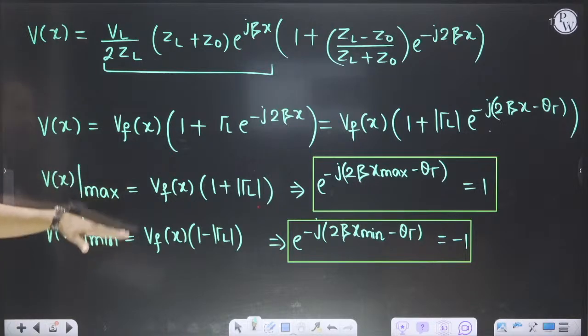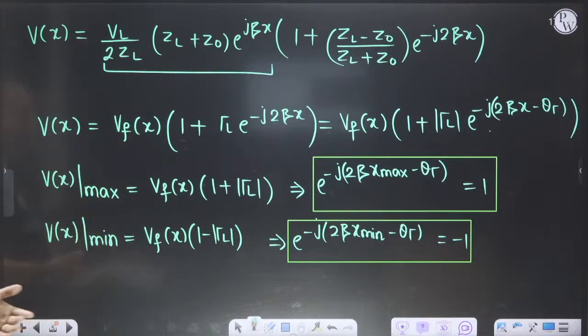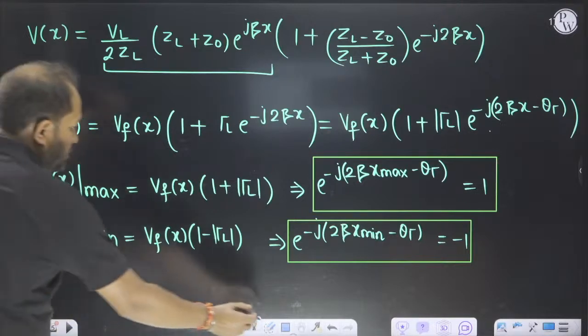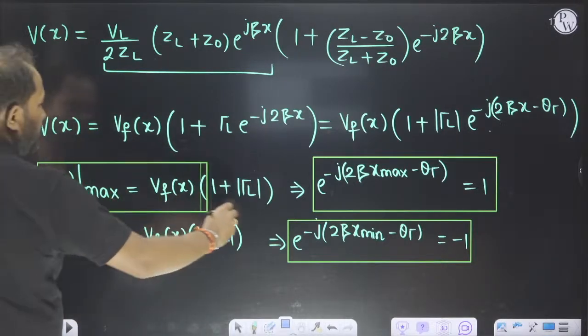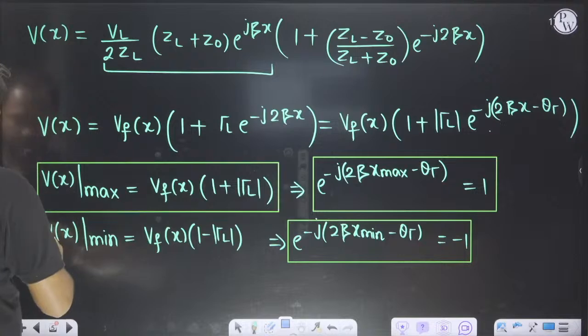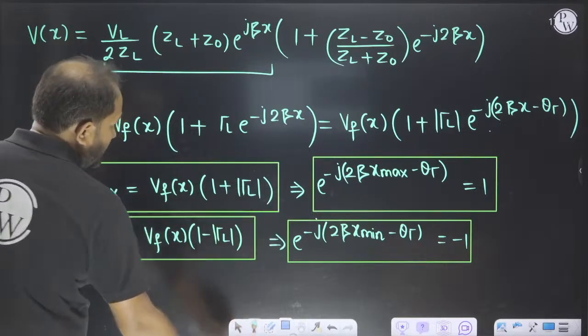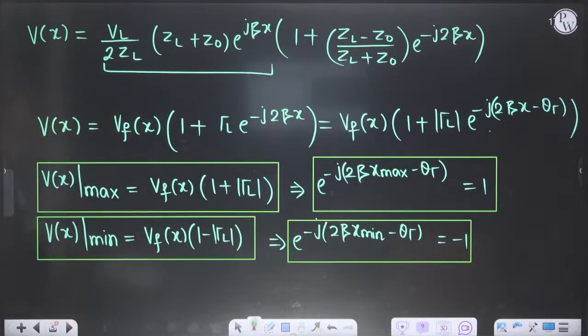There is a ratio for maxima and minima, and this ratio is known as the standing wave ratio. So these two things you have to remember. This is the point you have to understand: what is the maximum value, what is the minimum value, and when does the maximum happen and when does the minimum happen.